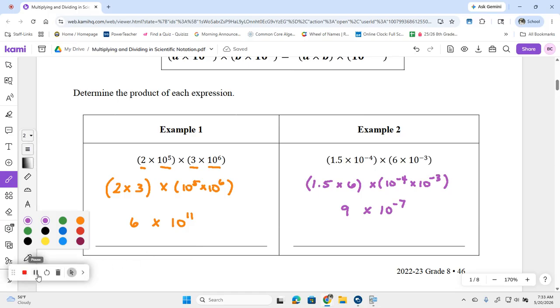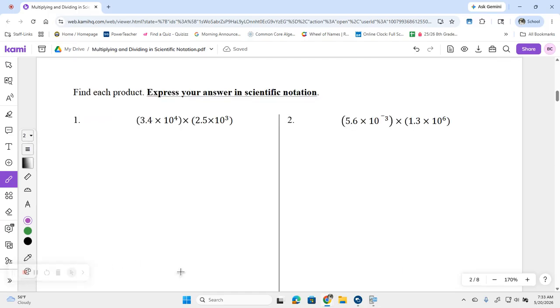All right, on this next page, we have some practice problems. I want you to try these 4 practice problems, and then we'll go over the answers. All right, so you've tried them, you got your answers. Let's do them. 3.4 times 10 to the 4th multiplied by 2.5 times 10 to the 3rd.